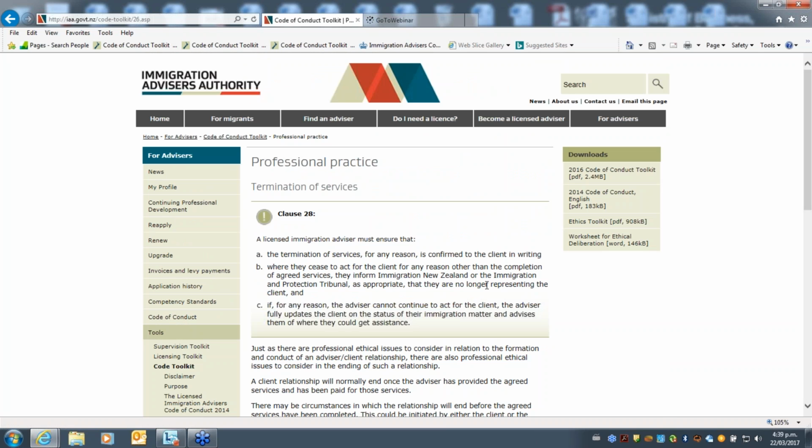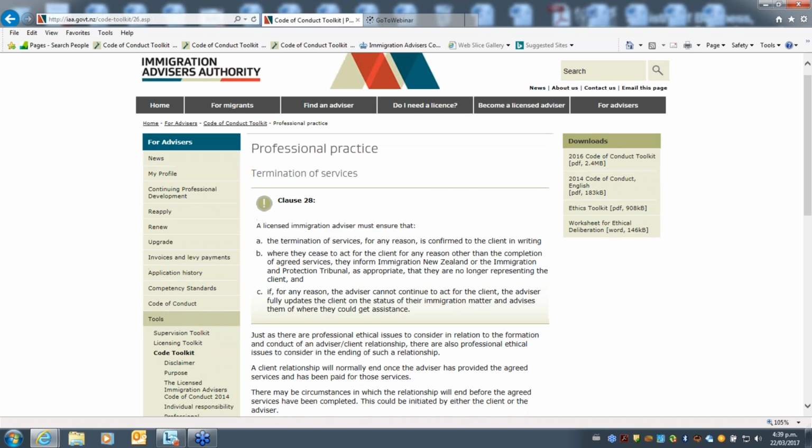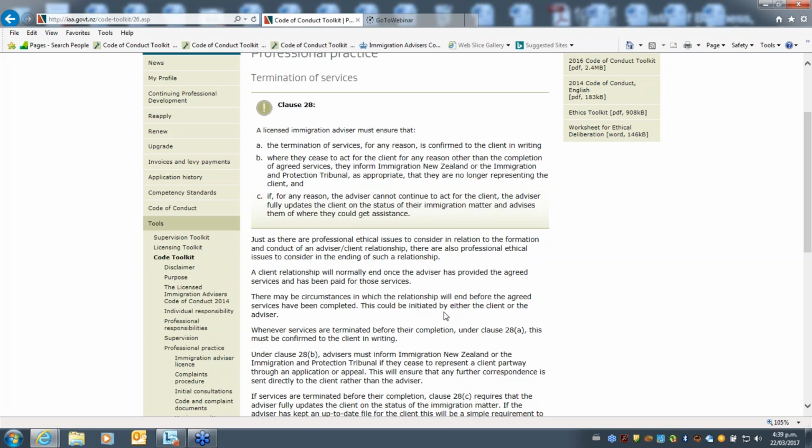Termination of services. You need to make sure that it is confirmed to the client in writing, and that if you are ceasing to act with the client for any reason other than the natural completion of the agreed services, that you inform Immigration New Zealand or the tribunal as appropriate. And you need to think about, if you can't act for the client, that you need to fully update the client on the status of the immigration matter and advise them of where they could get assistance, which may be, for example, pointing them in the direction of other licensed advisors or the register.